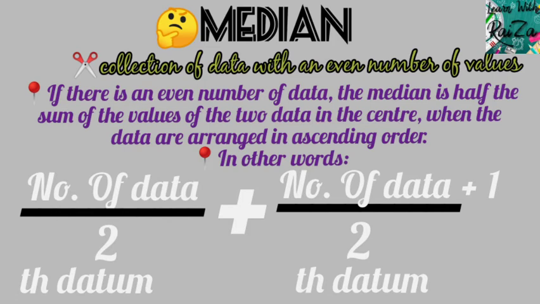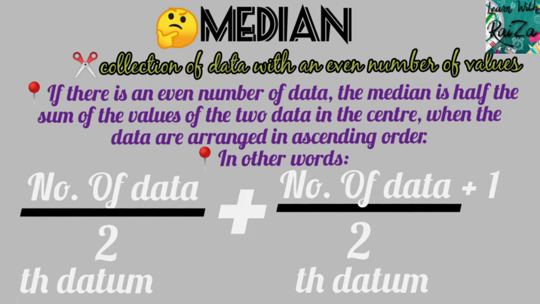When there is an even number of data, the median is half the sum of the values of the two data in the center, because when an even number of data are given, you get two numbers in the center. Then the median is half the sum of the values of the two data in the center.